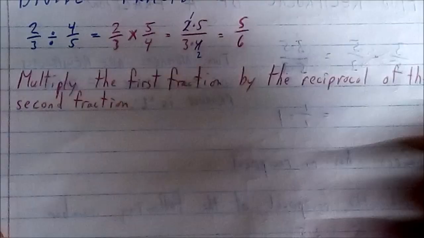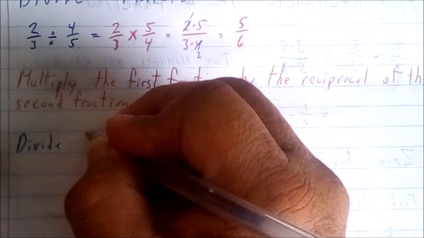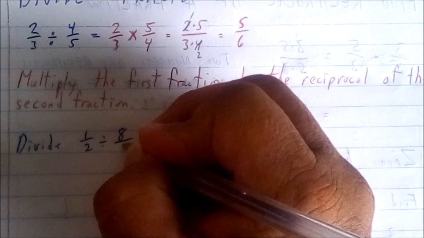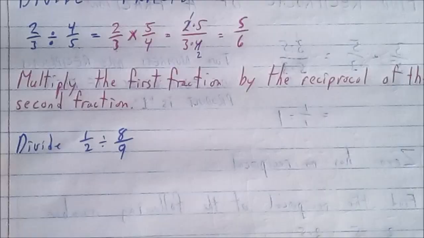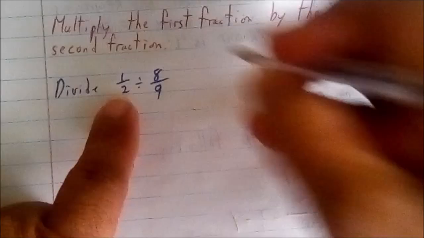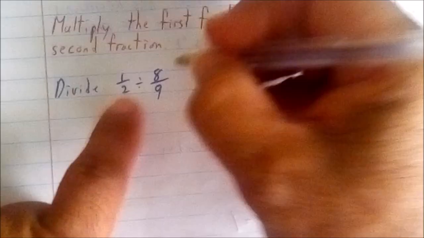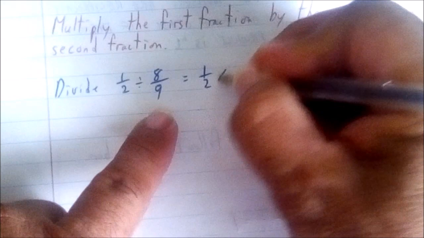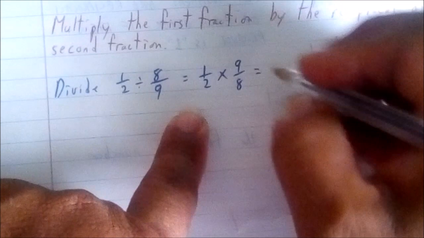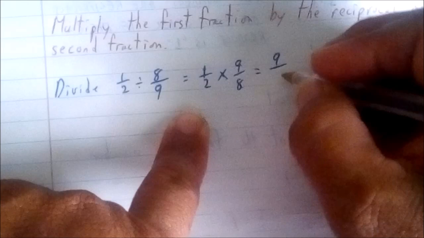So if I give a problem as follows, divide 1/2 by 8/9. If I tell you that, then what do you need to do? Well, we will multiply the first fraction, 1/2, by the reciprocal of the second fraction. So we do that. This now gives us 1 times 9, 9, and 2 times 8, 16. And there it is.